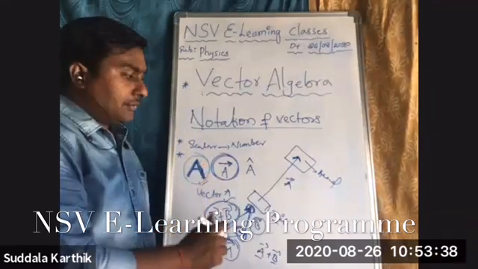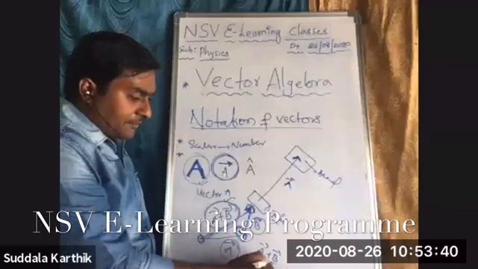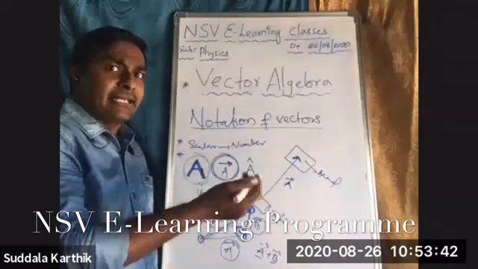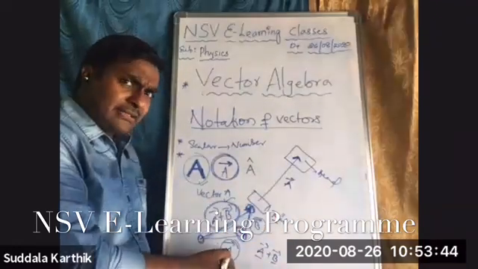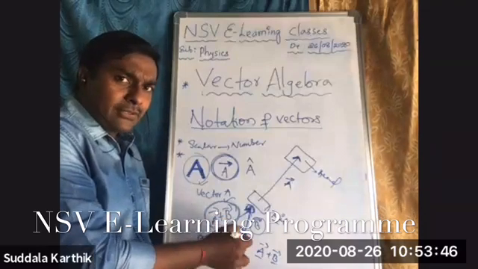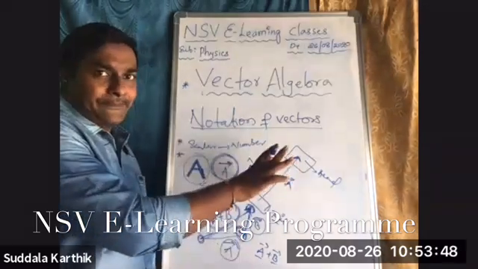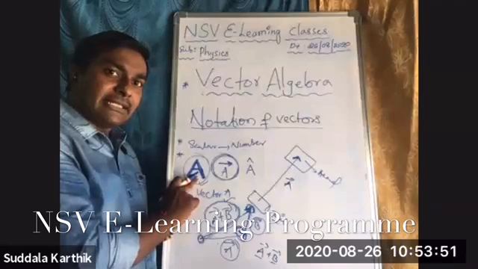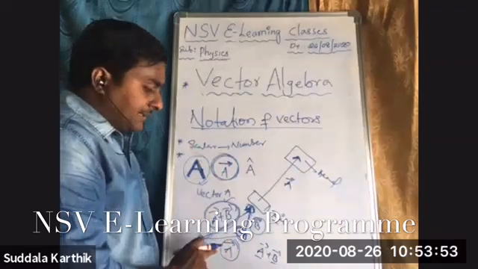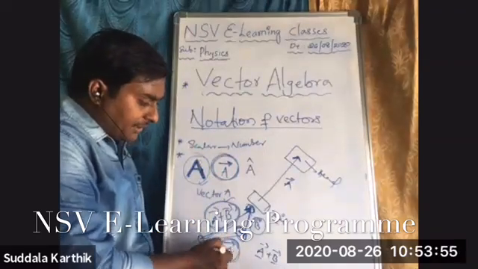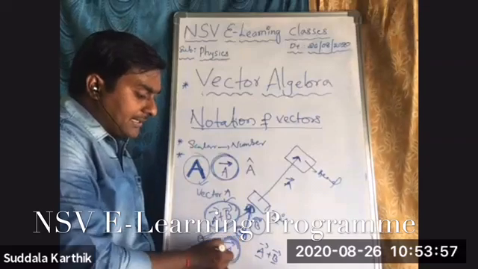So I am saying a bar, b bar, c bar, d bar, like that. You can use small letters also. If you write an arrow mark over the letter, then that should be a vector. Or if you write a thick letter, then that should be a vector. This is a vector. A bar is nothing but both magnitude and direction included in this.